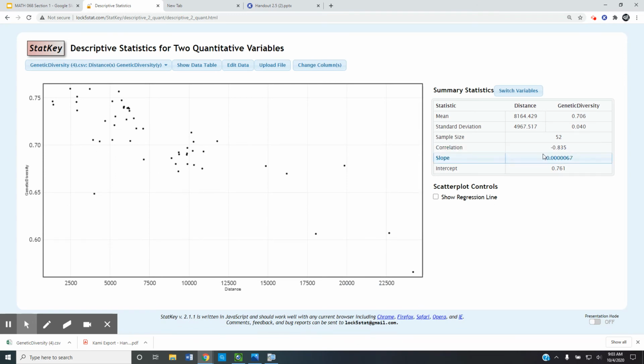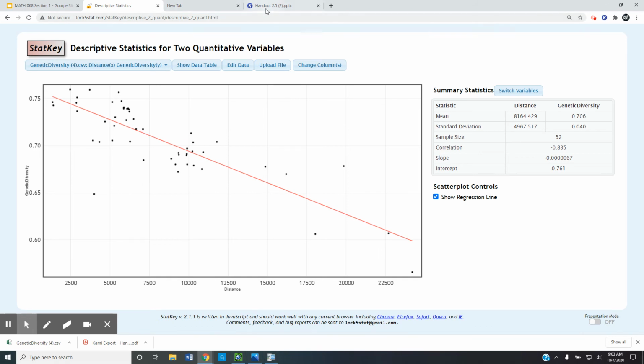First thing I want you to pay attention to is the correlation, 0.835. Not too bad at all. It's a negative correlation. As the distance gets greater, evidently the genetic diversity gets smaller. 0.835 says it's pretty strong, and if I show a regression line right here, I can see that trending line coming down through there. It's not a bad idea to sit here and guess where you would put the line, and how close you were.